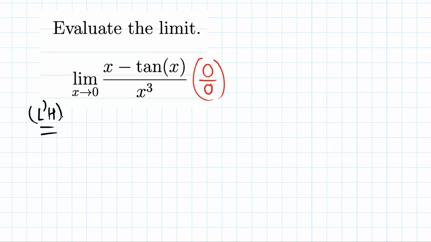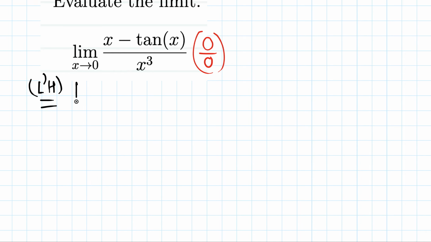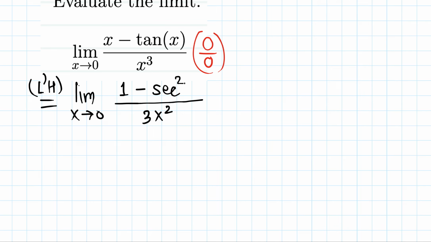I am applying L'Hopital's rule here. So this limit is the same as this limit: the limit as x tends to 0 of the derivative of the top on the top and the derivative of the bottom on the bottom. The bottom is just 3x squared. On top, the derivative of x is 1, minus the derivative of tangent, which is secant squared. Now let's plug in x equals 0. As long as we get 0 over 0, we can apply L'Hopital's rule.